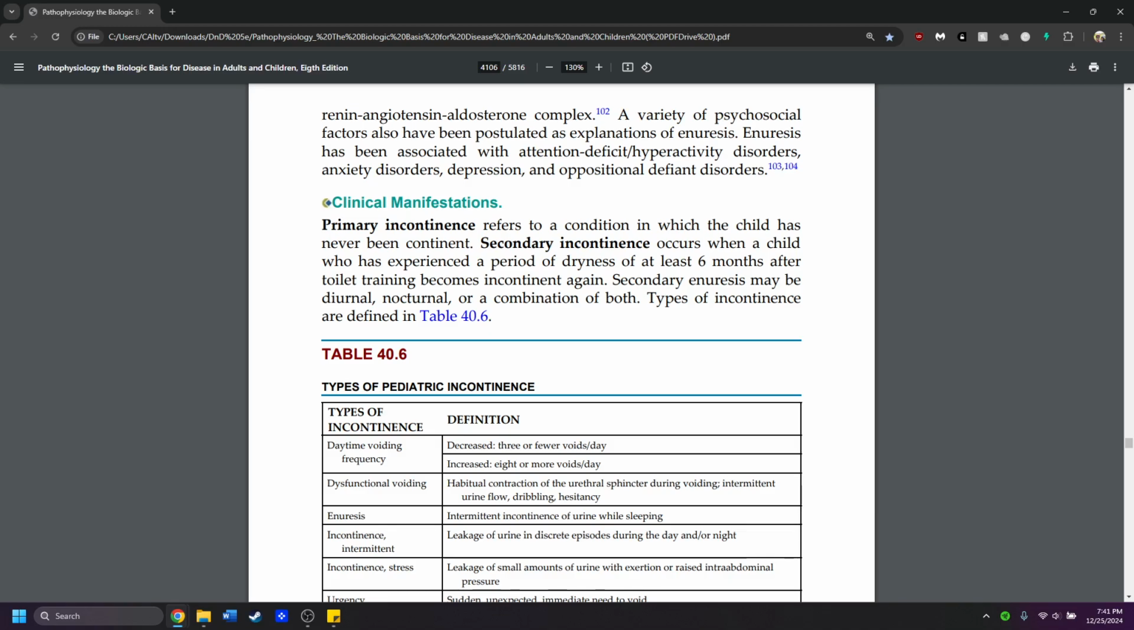A variety of psychosocial factors also have been postulated as explanations of enuresis. Enuresis has been associated with attention deficit hyperactivity disorder, anxiety disorder, depression, and oppositional defiant disorder.